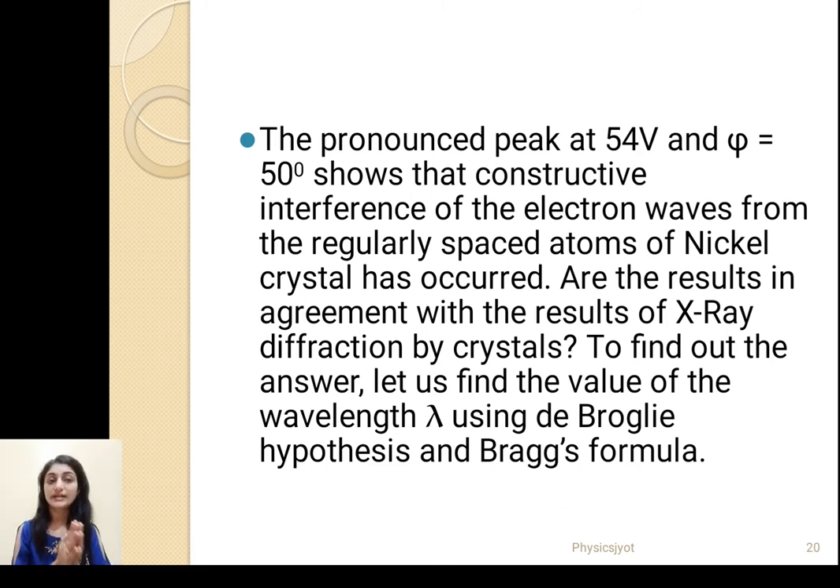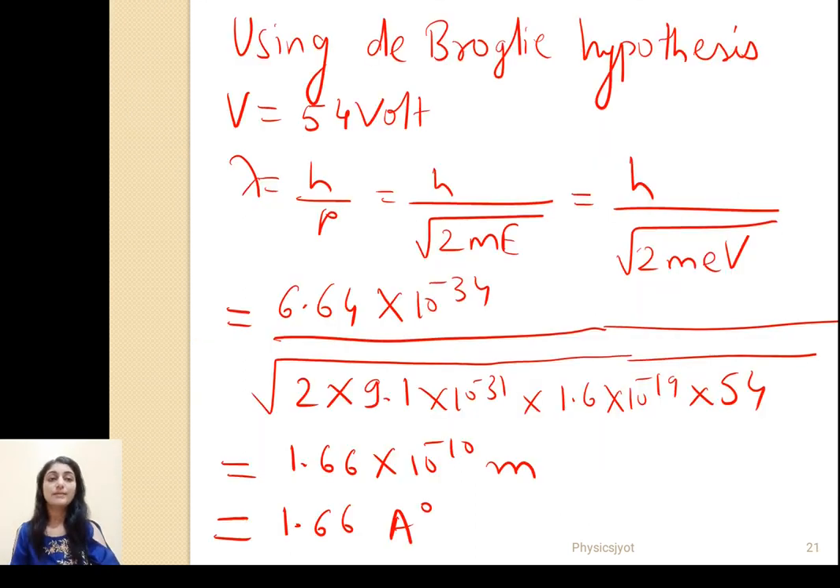Are the results in agreement with the results of X-ray diffraction by crystals? To find out the answer, we are going to find the value of the wavelength of the de Broglie wave using the de Broglie hypothesis and using Bragg's formula. So let us apply the de Broglie hypothesis. Here we have V equals 54 volt. We will use the formula lambda equals h upon root 2meV. Substituting the values of h, mass of electron, charge on electron, and accelerating potential, that is 54 volt, we get the value 1.66 angstrom.